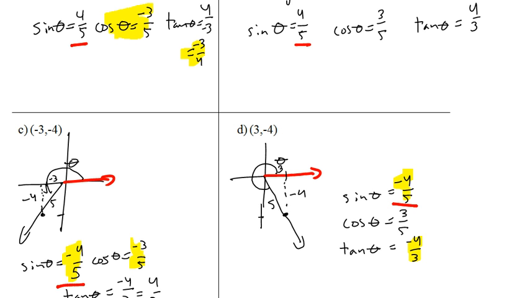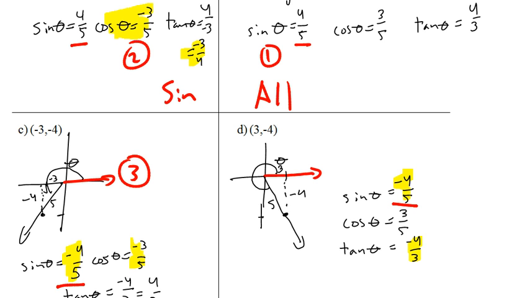The main thing that's important now is, if we look in the first quadrant here, we can see that all 3, sine, cos, and tan, are going to be positive. So all 3 are positive there. Over here in quadrant 2, only sine is positive. Down here in quadrant 3, only tan is positive. And over here in quadrant 4, only cosine is positive.